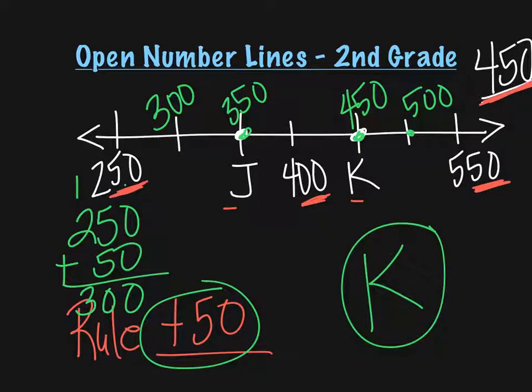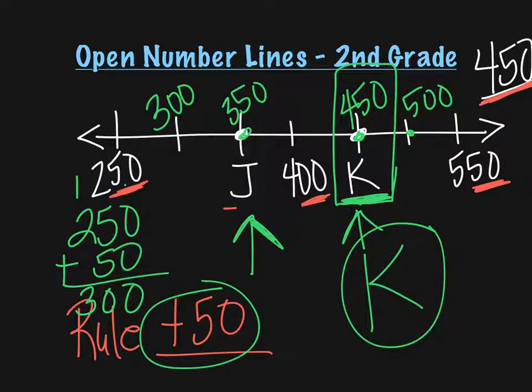And good practice is always to number the number line. And thinking about it, if I hadn't done that, I would still be able to make the reasonable guess that K would have to be my answer. Why? Talk to your partners and explain to them why K is the more reasonable answer than J.